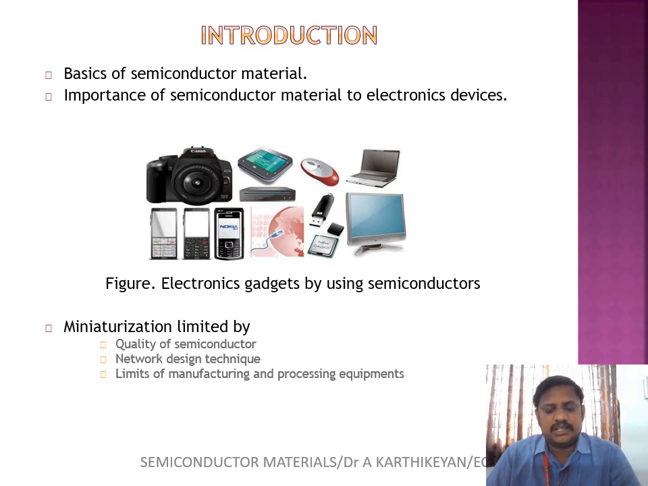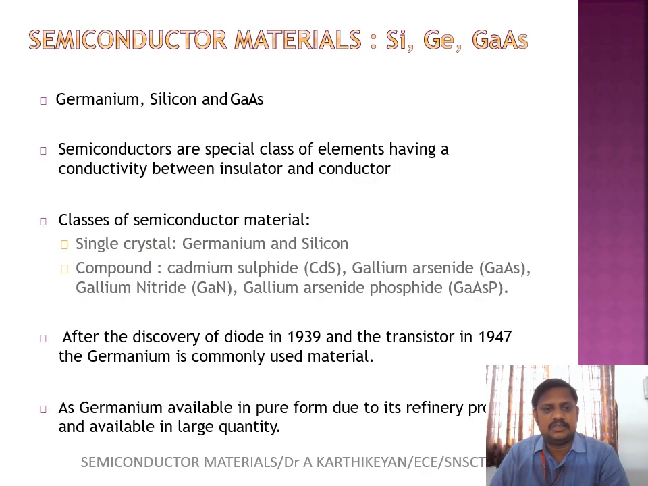Semiconductor material is very important, and its utilization is limited. The quality of the semiconductor, the network design technique, and the limits of manufacturing and processing equipment also make it very difficult. Semiconductor materials are mainly used in all electronic components and devices. Mainly germanium, silicon, and gallium arsenide are used in semiconductor devices. These are a special class of elements having conductivity between the insulator and the conductor.